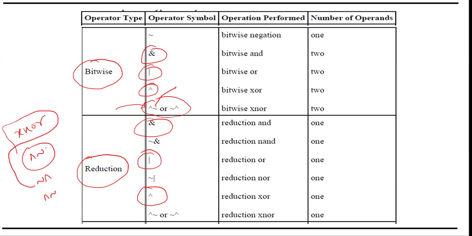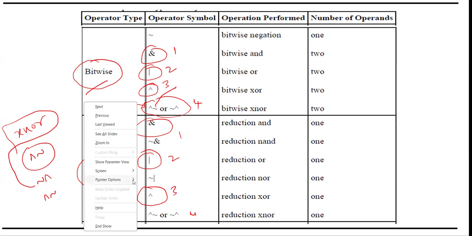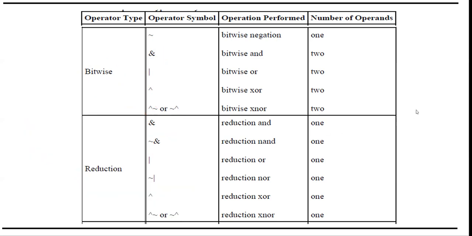So what is my point here is, as you are seeing, you have this 1, 2, 3, 4. 1, 2, 3, 4. They are the same in reduction and bitwise also. There is where the confusion rises for the beginner. And then what is the difference? The difference is here. I'll clear this. The difference is this. You can note here, all this reduction will have one operand.